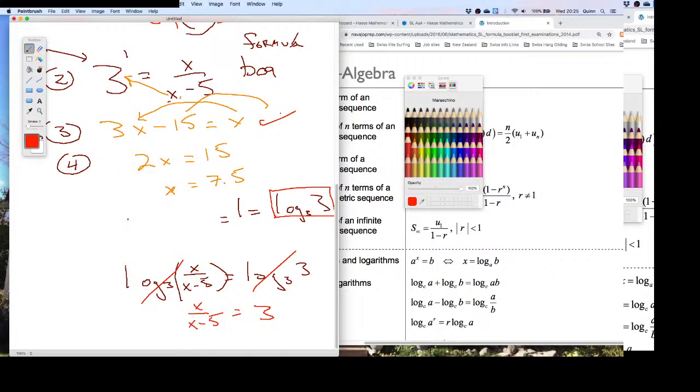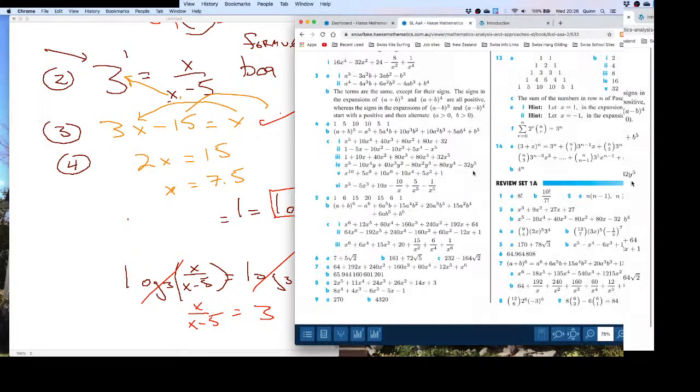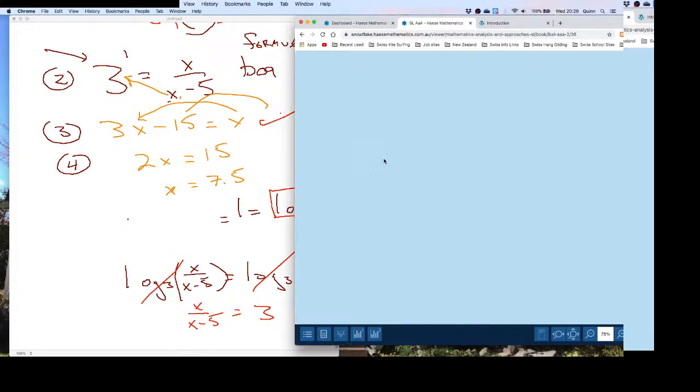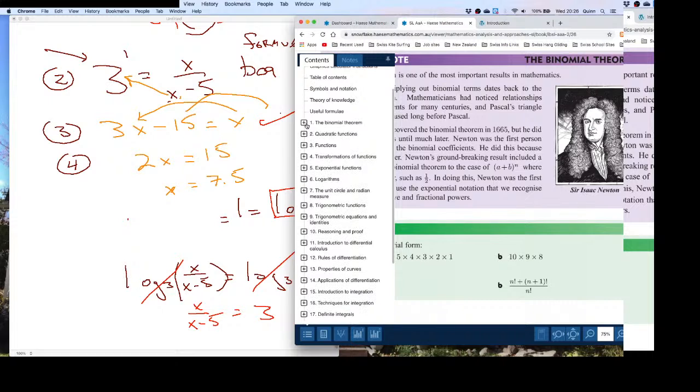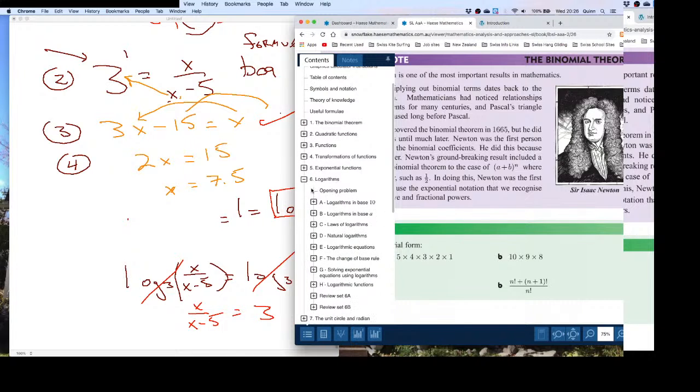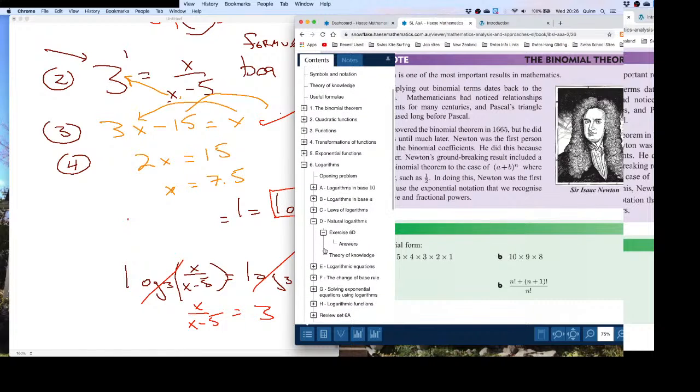And then Tanya, you wanted to do some logs with ln and e. So if I go to the book and we go to the log section, we can look at that. Natural logarithms, exercise 6D.